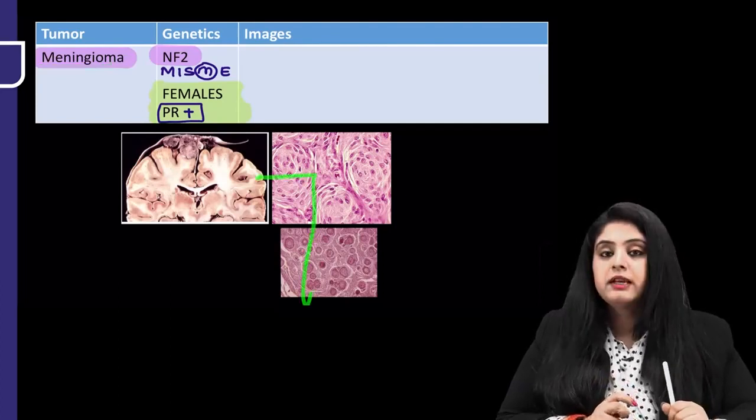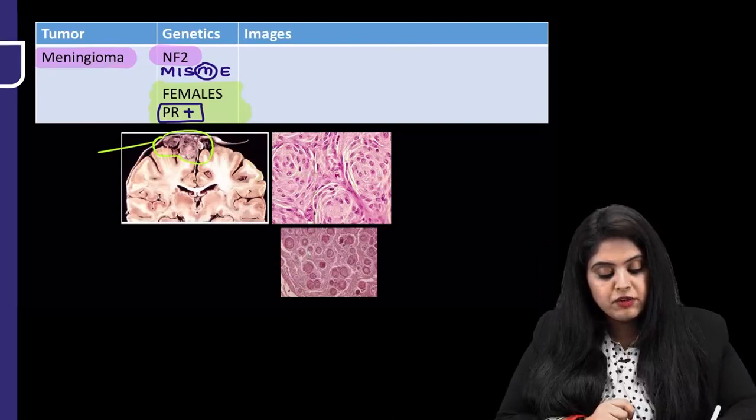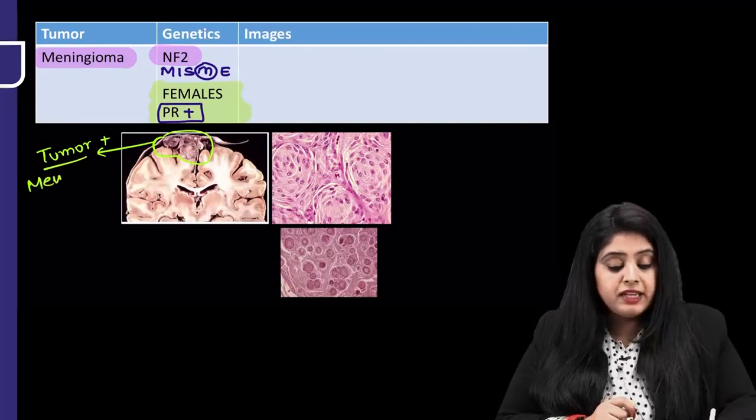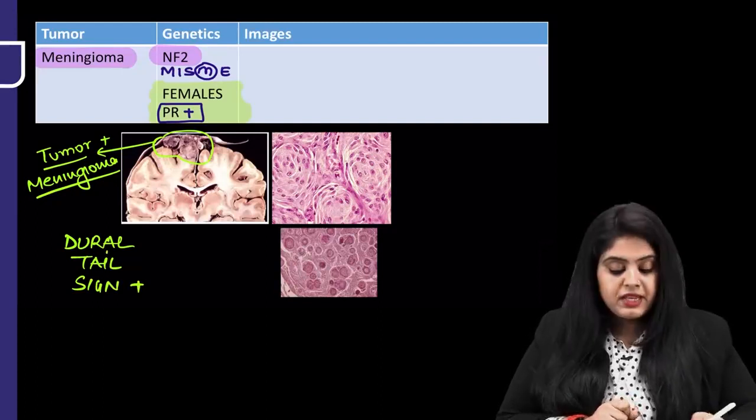Now what are these pictures that I'm going to see? So first and foremost, you can see a tumor over here which is arising from the meninges. There is a tumor over here which is arising from the meninges. That is my first sign. And guys, let me ask you a little bit of radiology also over here. What do you see radiologically? You see the very famous dural tail sign. Dural tail sign is noted radiologically, right?